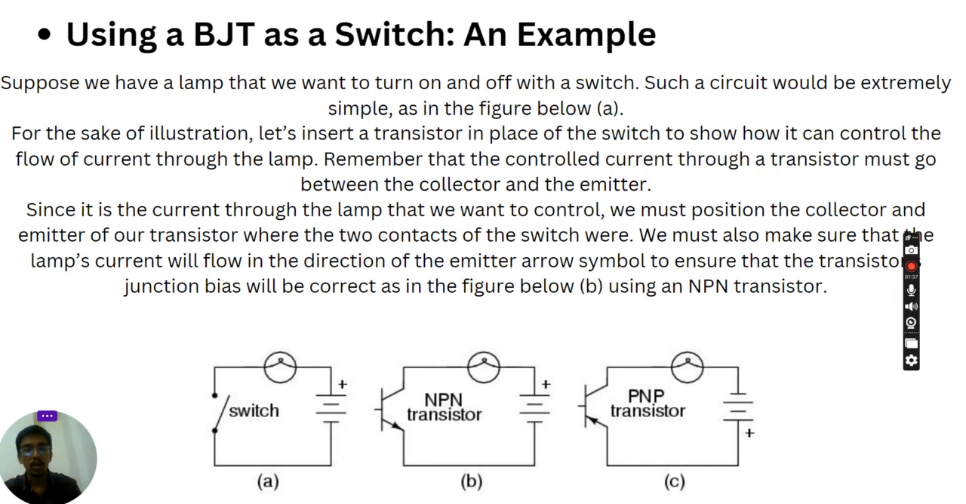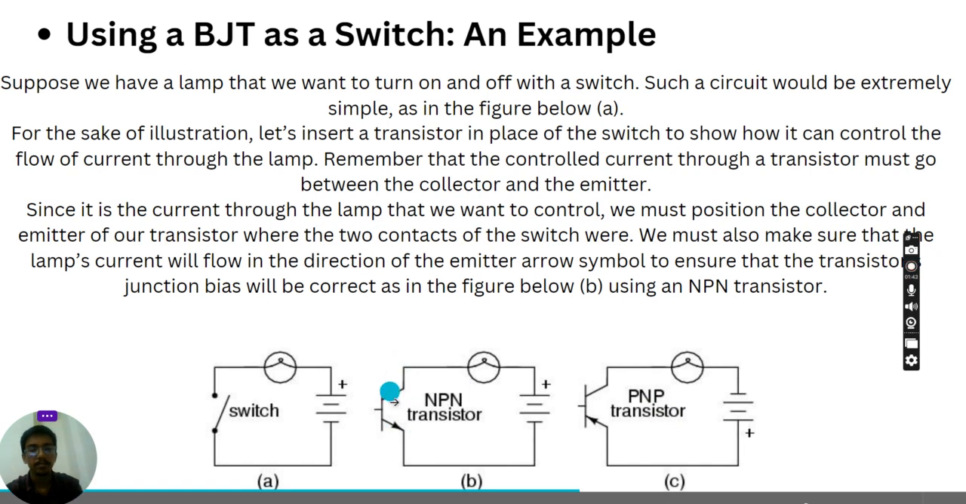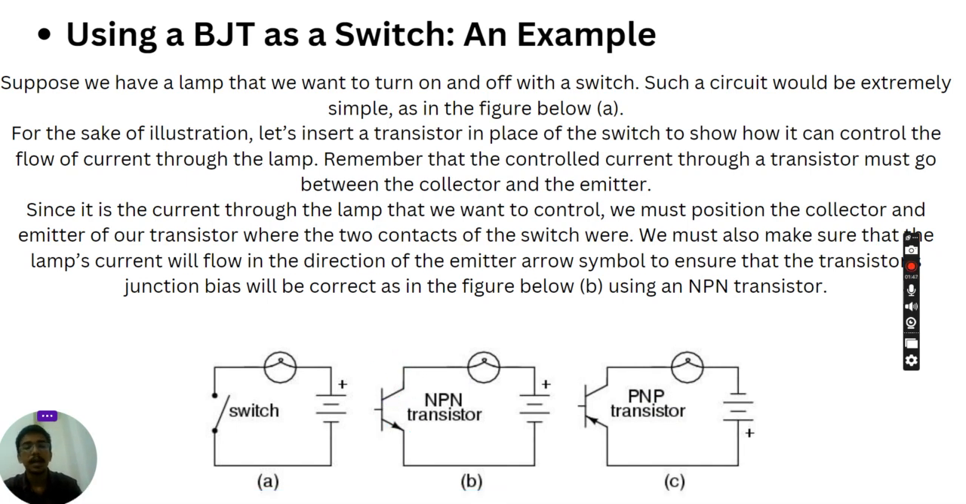Remember that the control current through a transistor must go between the collector and emitter. Here is the collector and here is the emitter. Since it is the current through the lamp that we want to control, we must position the collector and emitter of the transistor where the two contacts of the switch were. We must also make sure that the lamp current will flow in the direction of the emitter arrow symbol to ensure the transistor junction is biased correctly, as in the figure below.